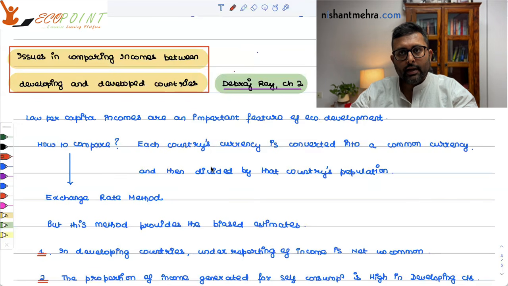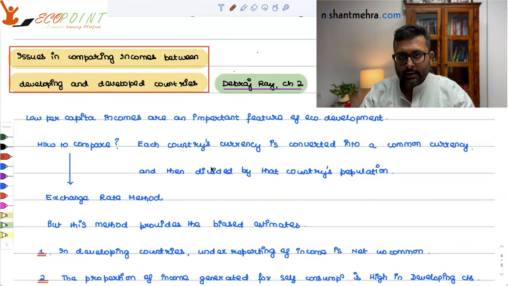Because of this method which we use, there are very sharp income disparities between the developing and the developed nations. But the exchange rate method does not provide a very reliable estimate. Why do we say so? That it does not provide a much reliable estimate.